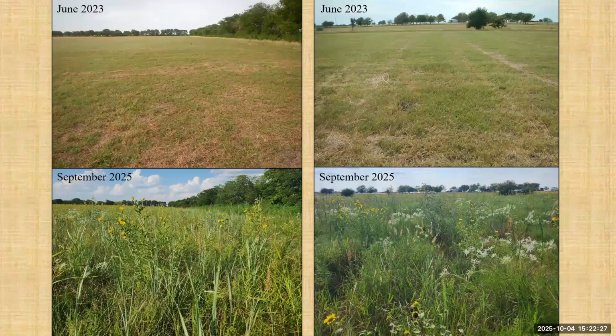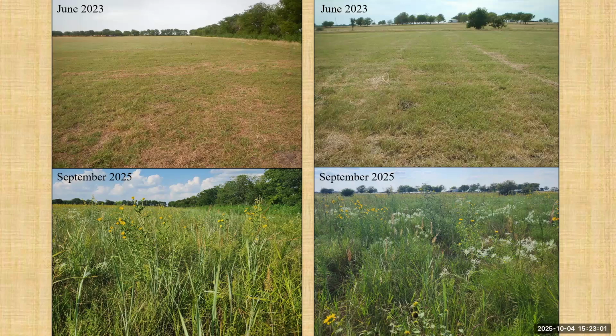So this is in Bell County, cultivated agricultural fields. We had just hayed these sites. This is in 2023, the top photos, and this is September of 2025. And that was about a 100-acre project. So we went from hay, no diversity, no flowers, to that. And so that's about as good as you can ask for a restoration project.